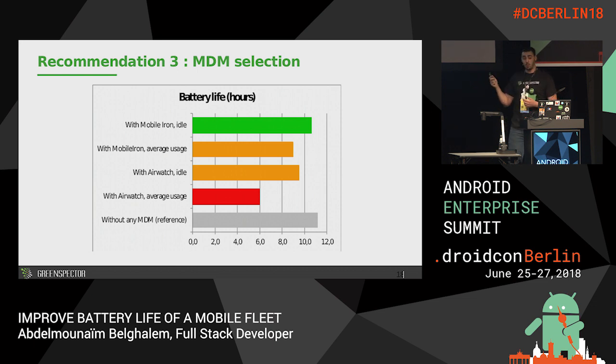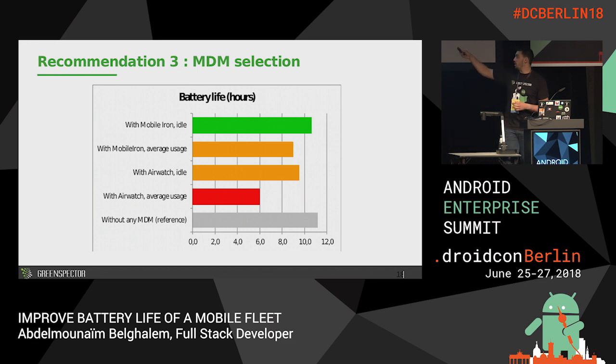What we said was, maybe you should check again before using an MDM, because MDM is not free. It's not energy free, it's not memory free. It's something that runs on the cell phone and drains the battery like all the other applications. There is no exception for it. So we started to measure without any MDM on the Bluebird, and then we continued to measure with MobileIron and AirWatch, for example, here. We measured other MDMs, of course.